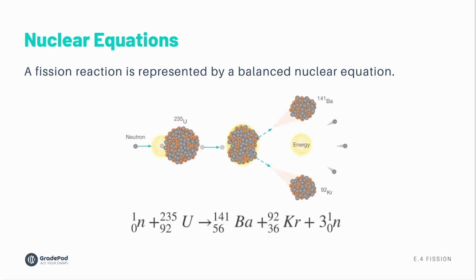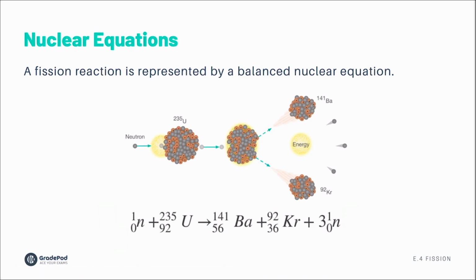of IB physics. And the key to this balanced nuclear equation is that the nucleon number on this side of the equation equals the nucleon number on that side of the equation. The proton number on this side of the equation equals the proton number on that side of the equation.